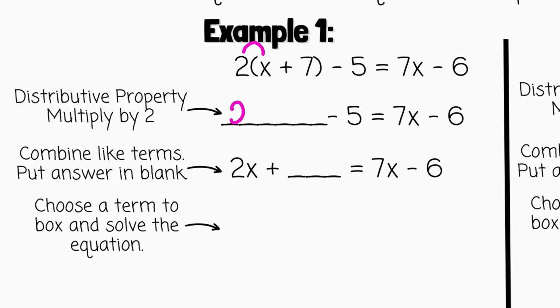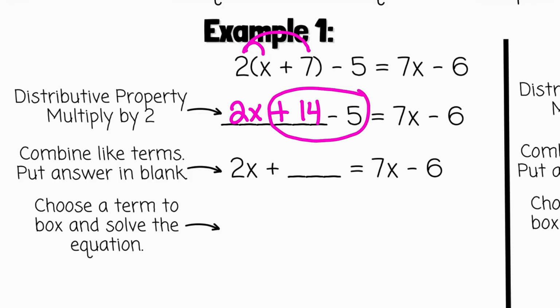All right, the first thing I notice is that I do have parentheses, so we're going to do that first. So I'm going to do 2 times x, which is 2x, and then 2 times positive 7, which is positive 14. And if you noticed, I went down and I brought the rest of the equation down and I kept it all in order. The next thing you're going to do is combine like terms. So look at just the left side. I have 2x plus 14 minus 5.